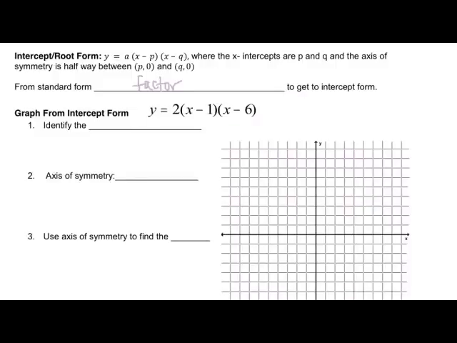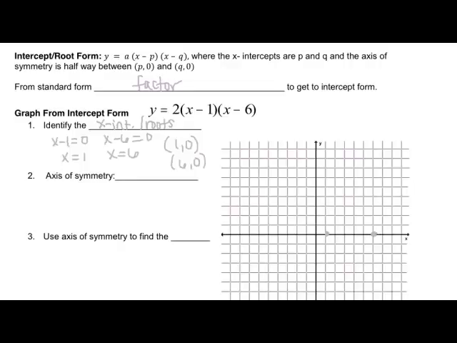So to graph from intercept form, we first need to identify the x-intercepts or the roots. Again, these are the solutions that we found in the first part of chapter 5. So if we set each of these parts equal to 0, that will give us our roots or our x-intercepts. So x minus 1 equals 0, and x minus 6 equals 0. So x is positive 1, and x is positive 6. So our roots are (1, 0) and (6, 0). So we can find those on our graph.